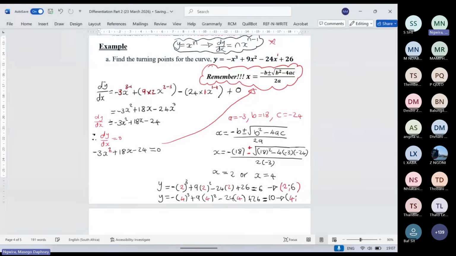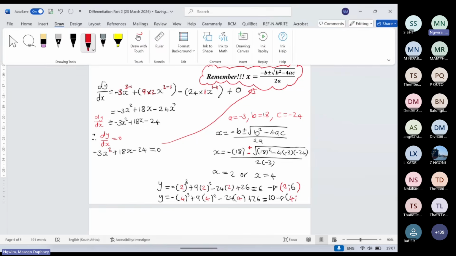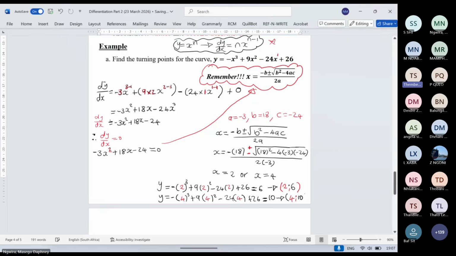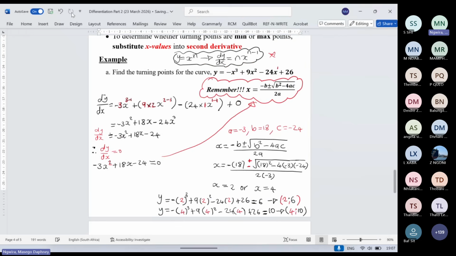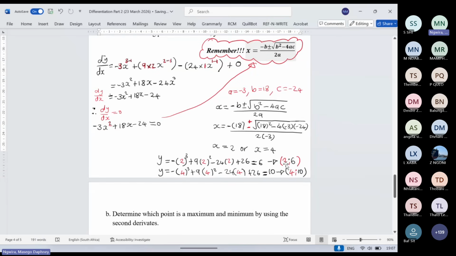This is where my graph is going to 10 and 10. Remember, the question said find the turning points of the curve. So these are the turning points: 2 and 6, 4 and 10. Again, remember, you're not going to be asked to plot the graph.